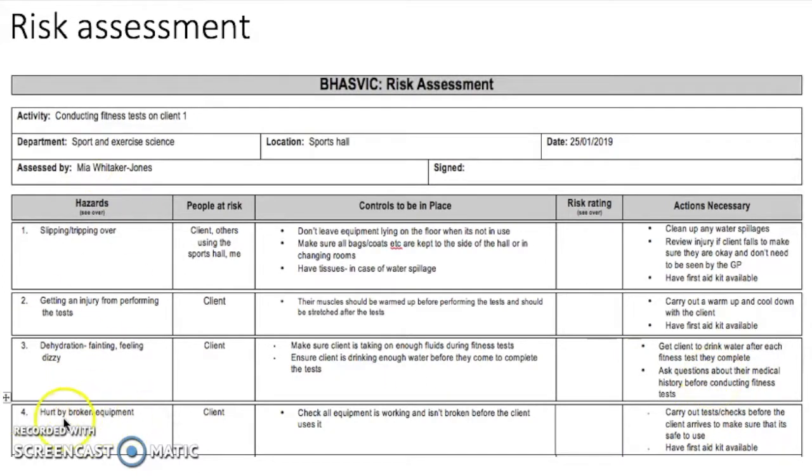Another hazard is being hurt by broken equipment, or just equipment in general. The person at risk is the client. The control in place is just checking all equipment is in working order and isn't broken before the client uses it. Make sure that's all in order.